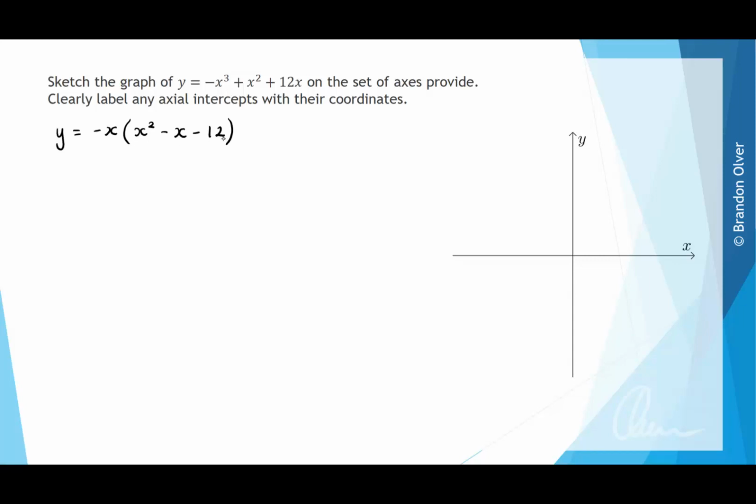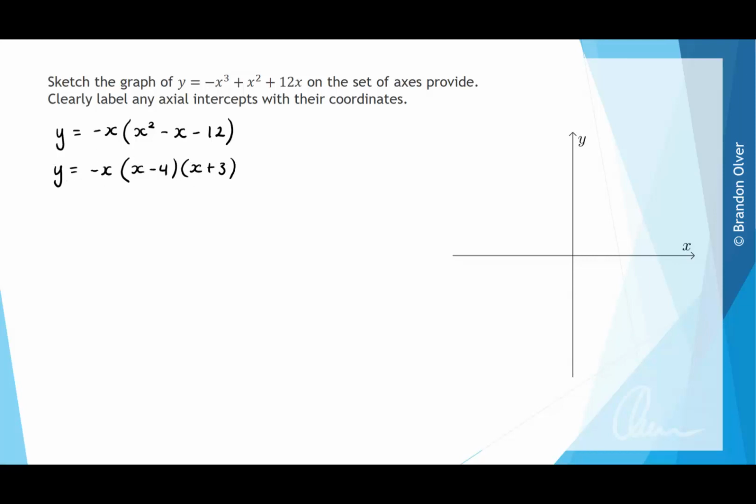Next, we can try and factorize the quadratic that's appeared. So our rule can become y equals negative x times, and now the factors of negative 12 that add up to negative 1 are negative 4 and positive 3. So we can have x minus 4 times x plus 3. And again, you can check that that expansion equals the original equation.